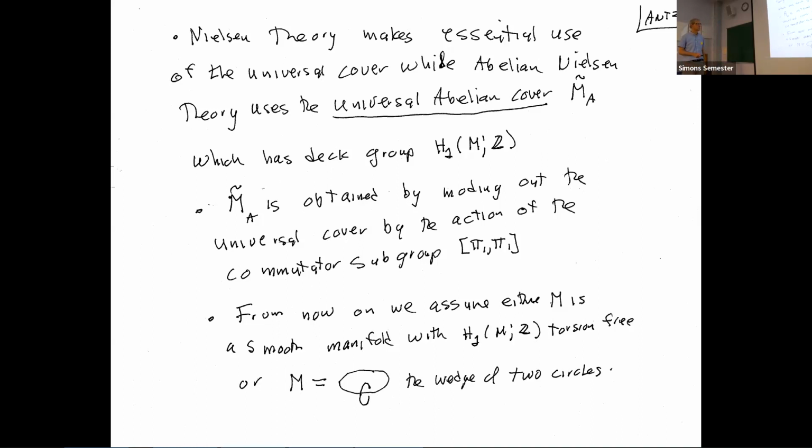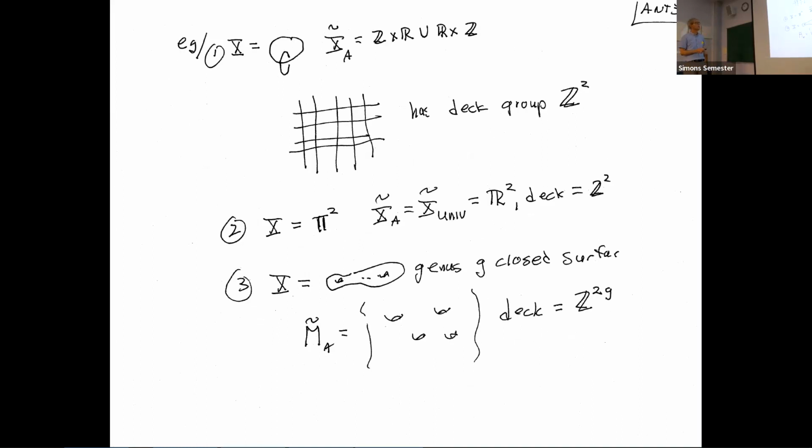Or I'll show you a way to think about it. The wedge of two circles has a particularly simple universal abelian cover. It's just the grid. All right, we'll work with that later. So anyway, here's the example. If you have the wedge of two circles, the universal abelian cover is just this guy. Of course, for the torus, the universal abelian cover is the plane, which is the same as the universal cover because pi1 is abelian. You have a genus G surface. The universal abelian cover is kind of hard to draw pictures of, but the rank of first homology is twice the genus. So the collection of deck transformations is Z to the 2G.